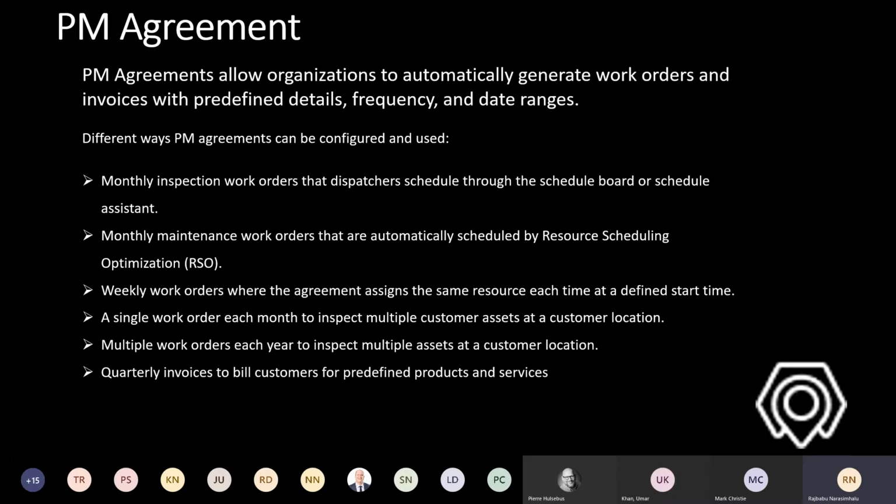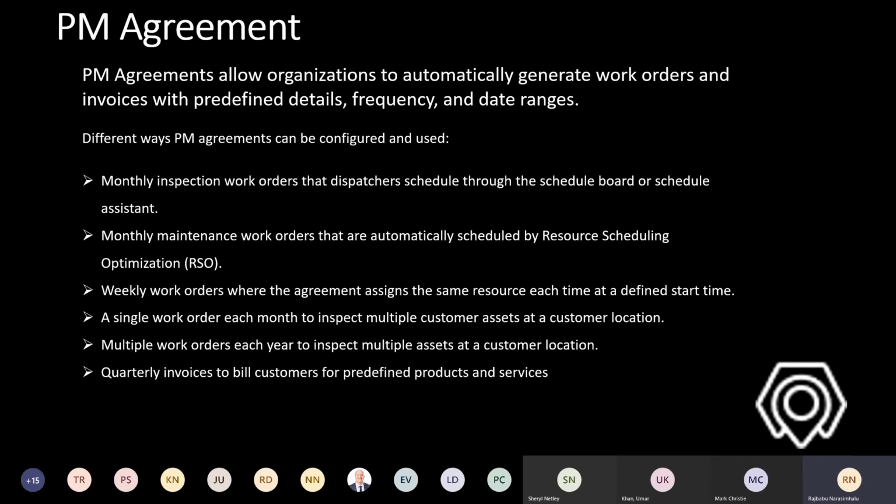And if for some reason the technician is not completing the work, it can be reassigned to another technician, or rescheduled to another date. Like I said, it could be set up weekly or monthly, or as a single work order to cover a customer asset at a customer location, multiple customer assets, or a single asset. So any combination can be configured. That's the next thing I want to show in the system: how to configure these agreements to create these work orders, and how to schedule them and make sure they are not missed.